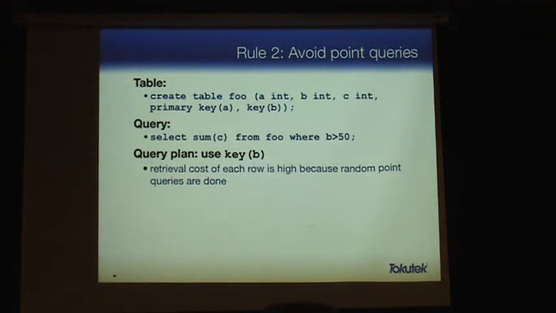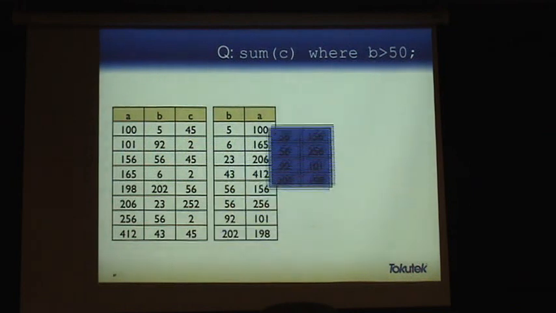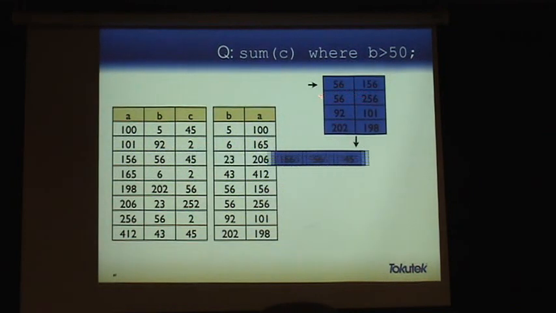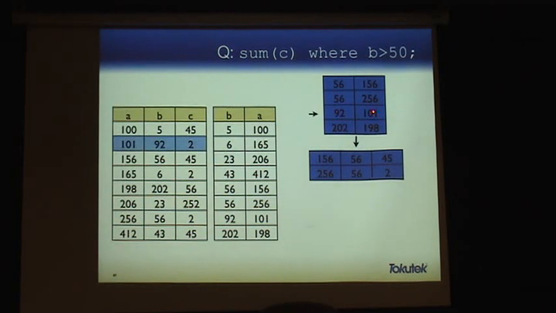So suppose we have a table here. Once again, we're just going to bring back the example we had at the beginning. You have 3 columns, A, B, C, primary key of A and a key of B, and your query is select some C where B is greater than 50. The query plan is to just use the key of B, but the retrieval cost for each row is high because a random point query is done. And you recall, each of these elements that it's retrieving one by one using the row identifier is doing a point query, and that can be very, very slow.